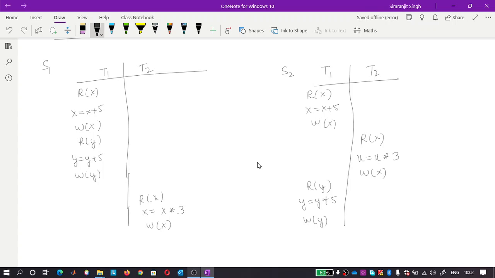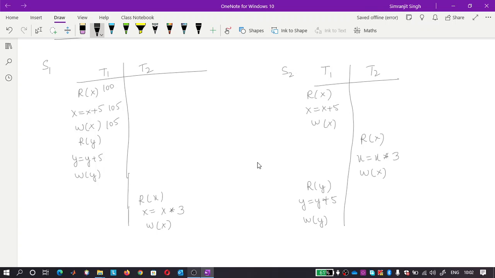They are both following the same transaction. They have the same transaction, but here S1 is a serial schedule and S2 is a non-serial schedule. Okay. Now check the result here. Suppose the value of X is 100. So here it will be 105. So I write the value of X as 105.